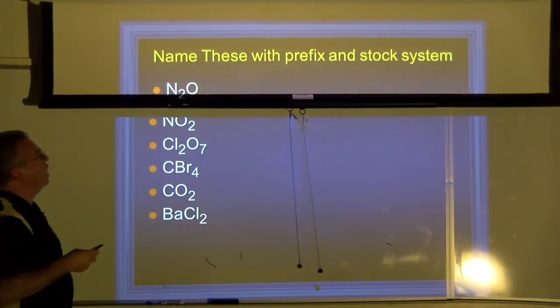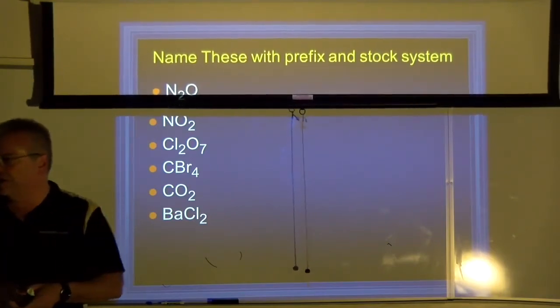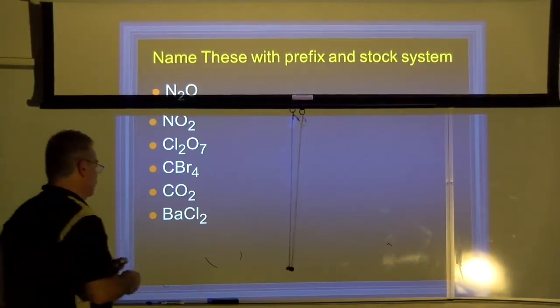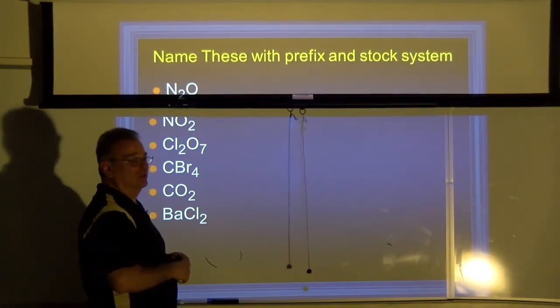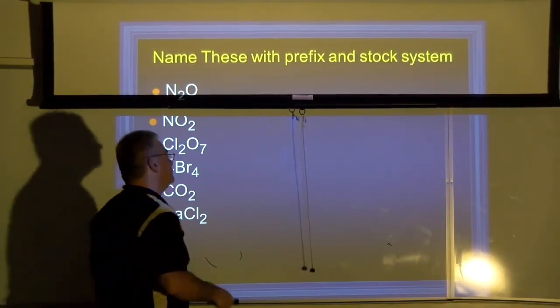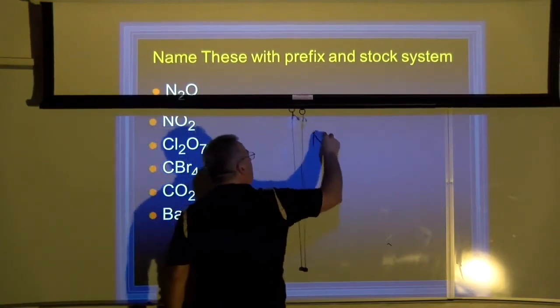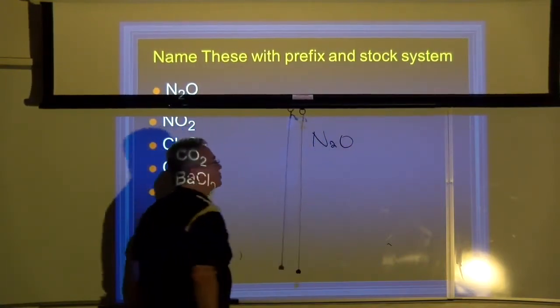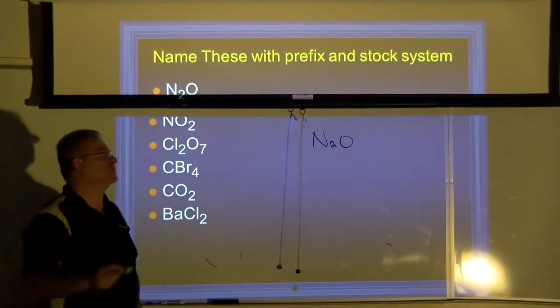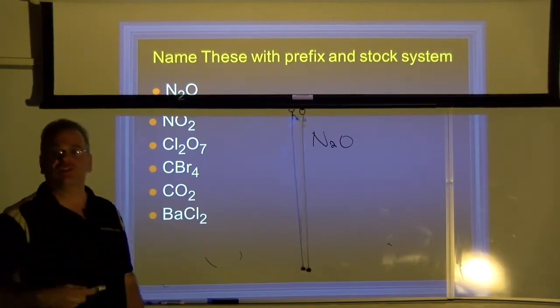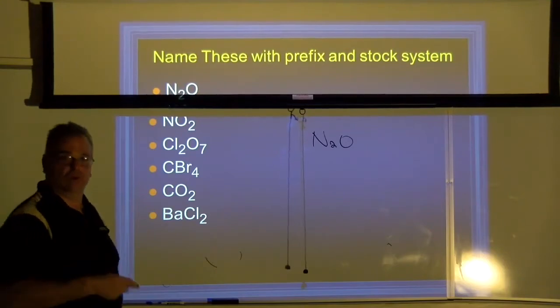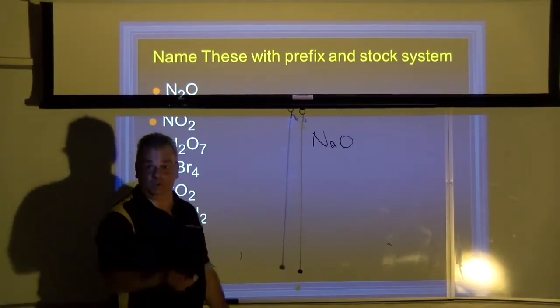So N2O is dinitrogen monoxide, right? How would you use the Roman numeral system to name a molecule? Well, what they do, so N2O, dinitrogen monoxide, can also be named using what they call the Roman numeral stock system. It's kind of like when you have a transition metal and you use the Roman numeral. It's very much like that because that's what it's called.